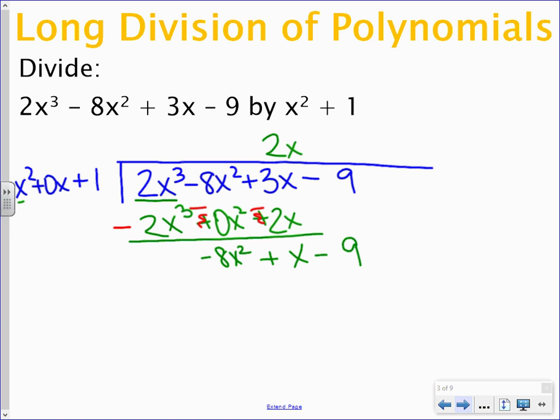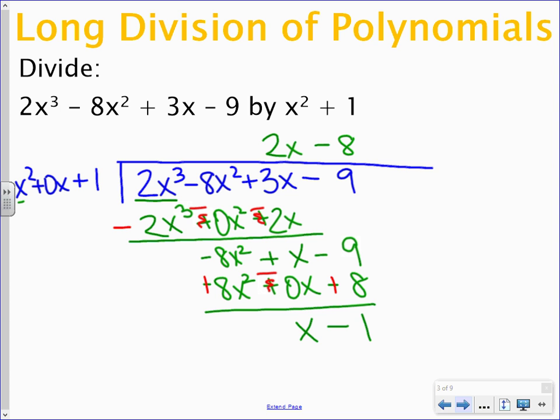Once you bring down that constant, you know this is the last time you're going to have to go through the division. Okay? x squared times what is negative 8x squared? Negative 8. So we're going to take negative 8 times our divisor. So negative 8x squared plus 0x minus 8. Remember, we are subtracting, which means we're just going to change the signs. We're going to take that subtraction through. So left over we have x minus 1.